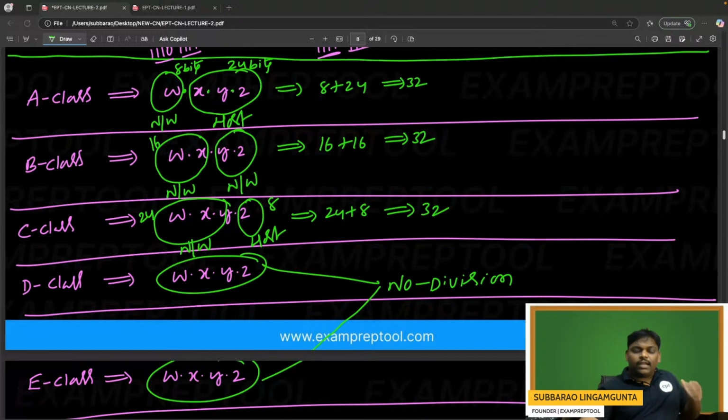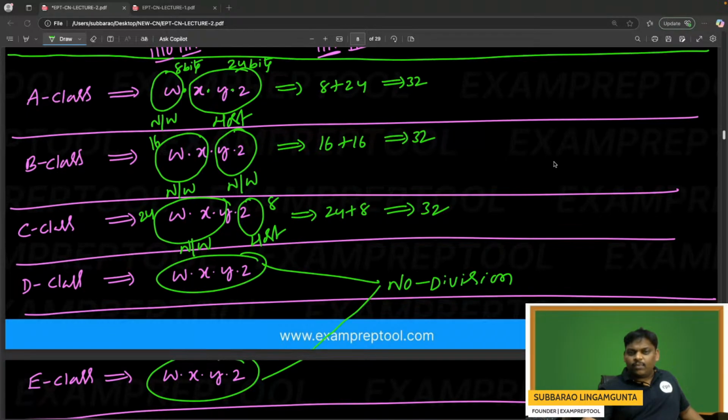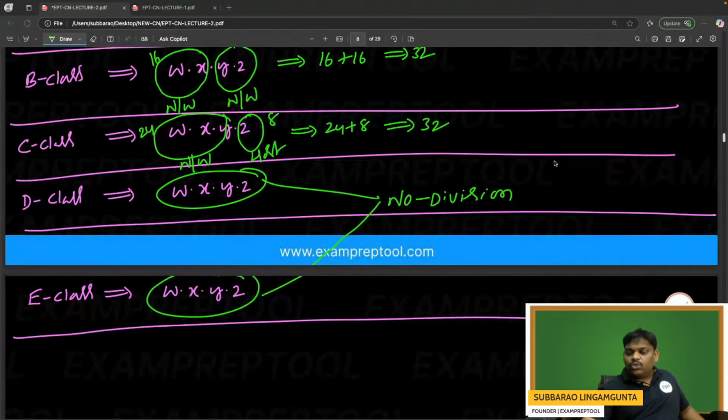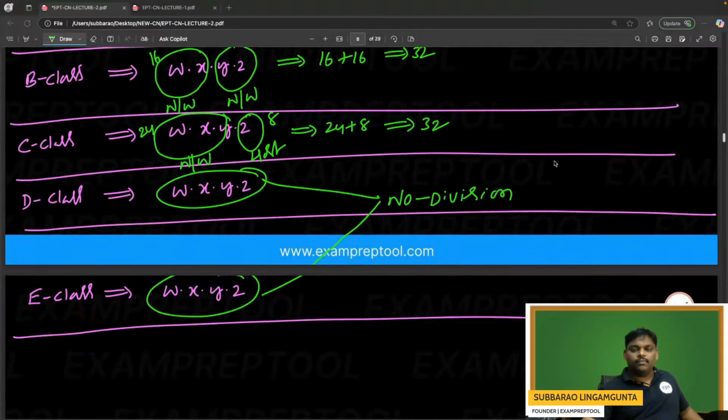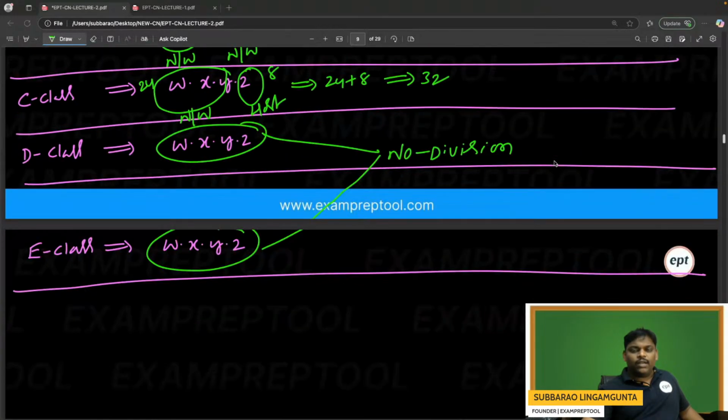Now it is the correct time to ask you. In which class is the host part less? Can everyone help me? In which class is the host part less? I am expecting an answer from everyone. In which class is the host part less? Everyone try to understand.